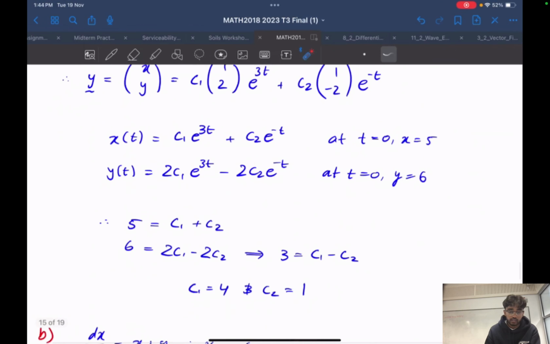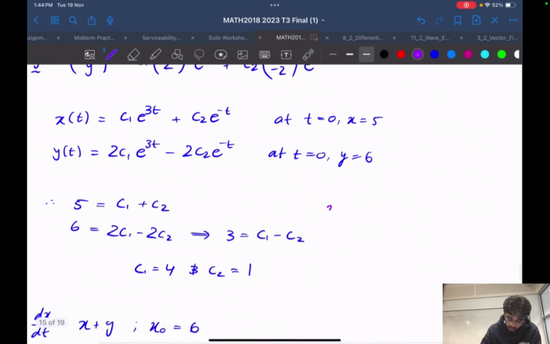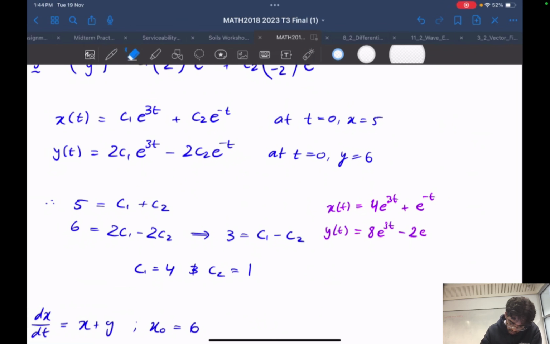So for our final answer, x of t is equal to 4 e to the power of 3t plus e to the power of minus t. y of t is equal to 8 e to the power of 3t minus 2 e to the power of minus t. Cool.